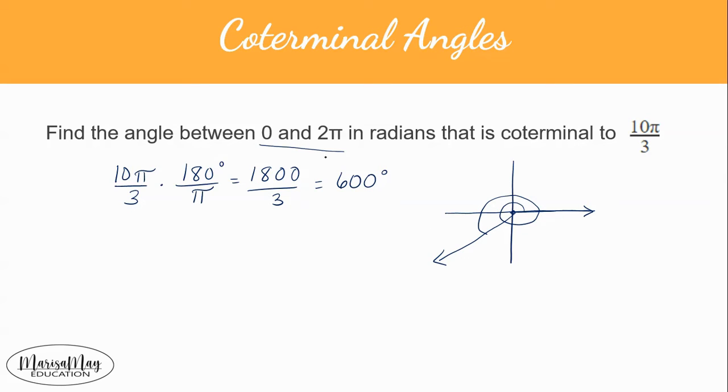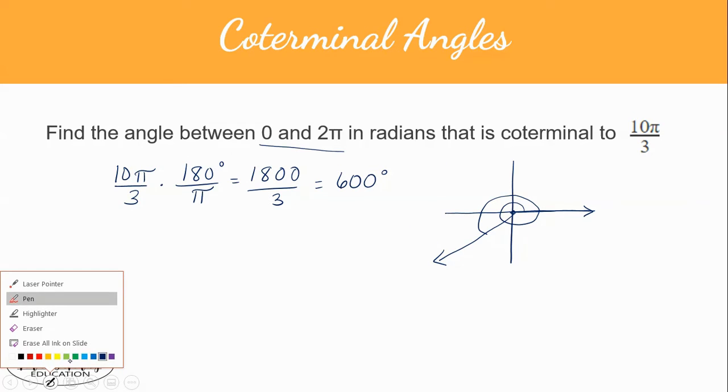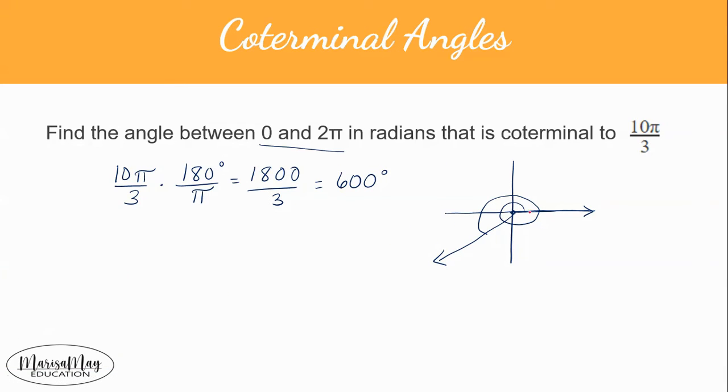That also means that the angle that would get me in the same location, that is, the angle if I start on the positive x-axis and I just rotate here and I stop, would be my coterminal angle. And that coterminal angle would be 240 degrees.